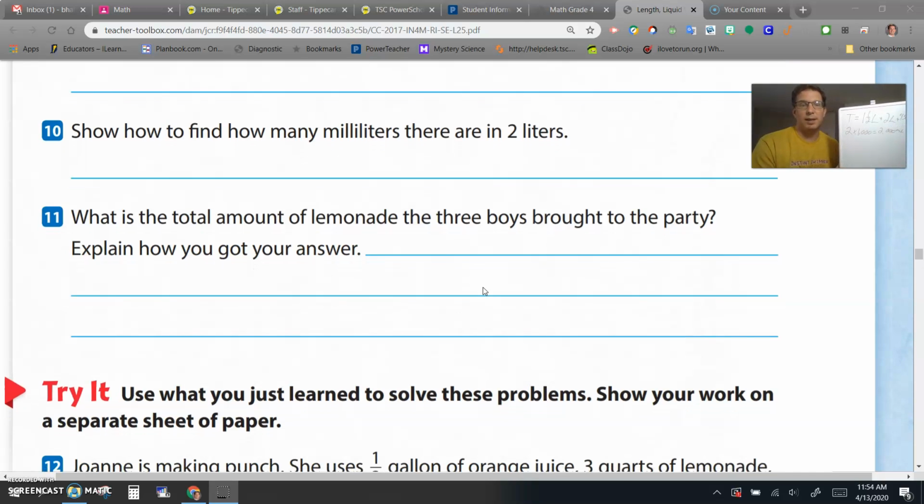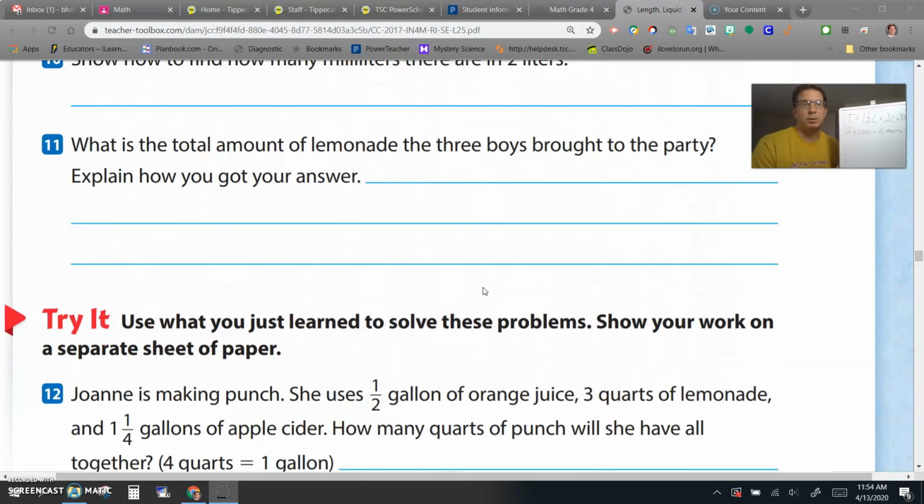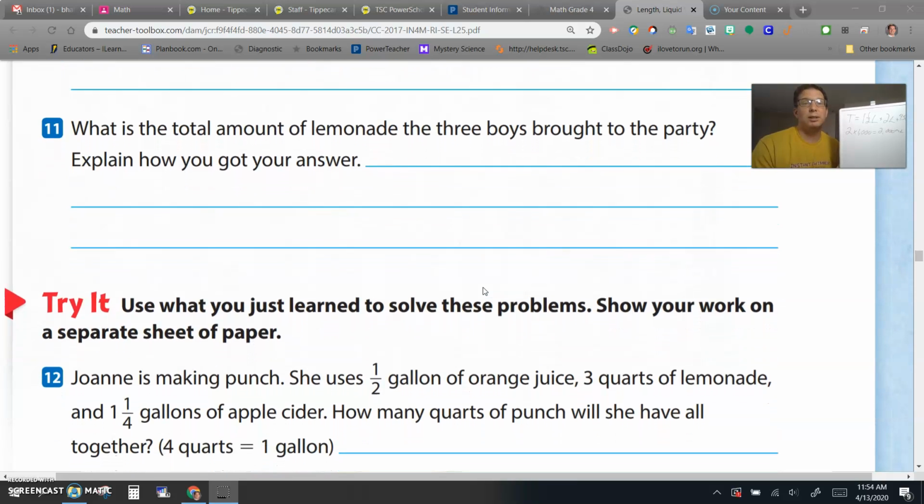I know I'm kind of going fast on this, but you can always pause it, slow it down. Number 11, what is the total amount of lemonade the 3 boys brought to the party? Explain how you got your answer. After you convert everything, we have 2 liters is 2,000. 1.5 liters is 1,500. And you have 450. So now that they are all in milliliters, that is your problem that you are going to solve. That equals T.